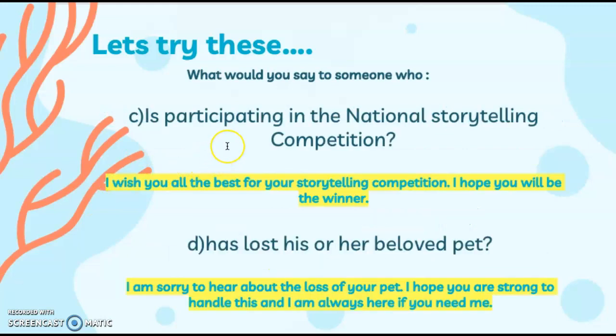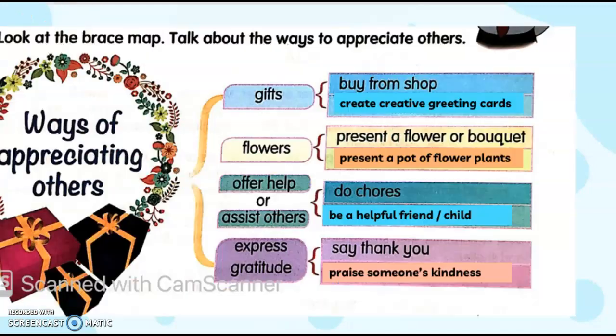Okay, and the third one, how to wish or how to say when your friend is participating in national storytelling competition. So you say, I wish you all the best for your storytelling competition. I hope you will be the winner. And last one, someone who has lost his or her beloved pet. So you can just say, I am sorry to hear about the loss of your pet. I hope you are strong to handle this, and I am always here if you need me. Okay, so move on to the next one.